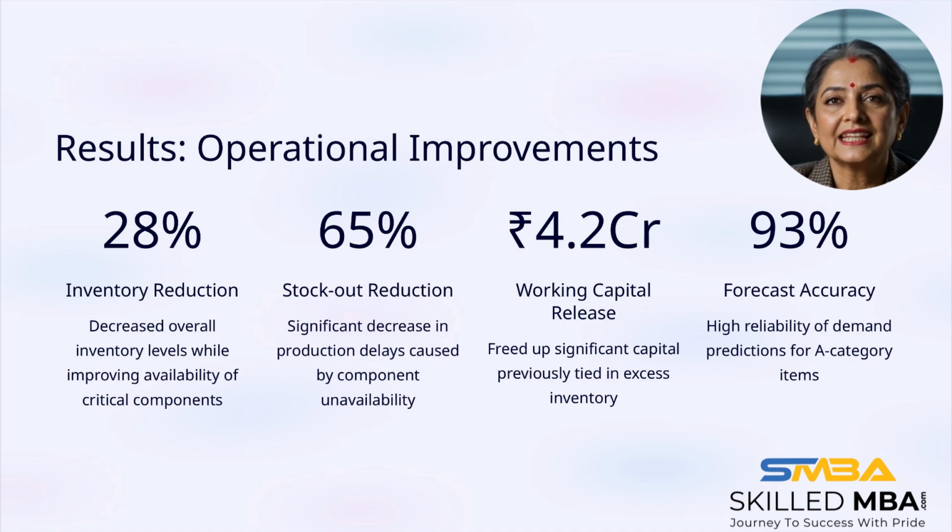Operational improvements led to a 28% inventory reduction, enhancing availability of critical components. Stockout incidents dropped by 65%, minimizing production delays. A 4.2 crore working capital release was achieved by reducing excess inventory. Forecast accuracy reached 93% for A category items, ensuring reliable demand predictions and efficient resource allocation.